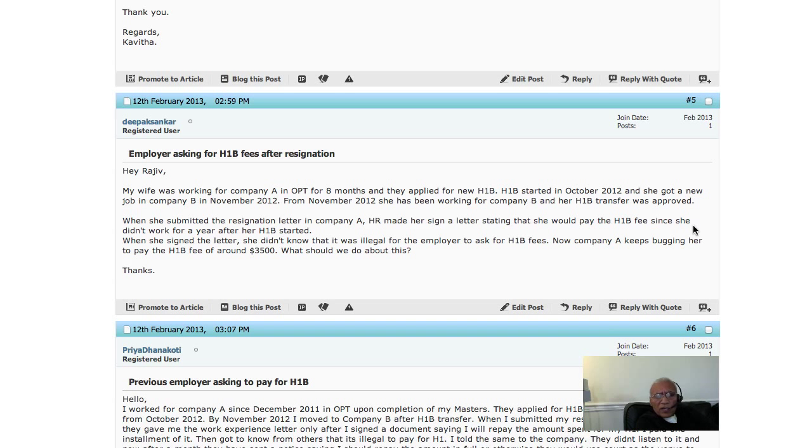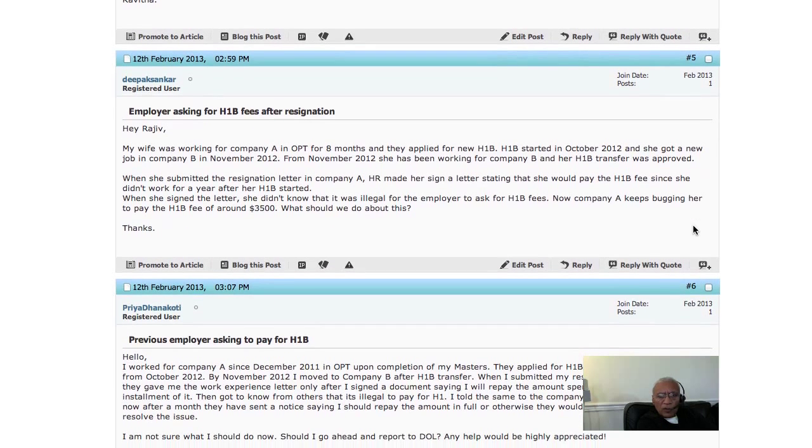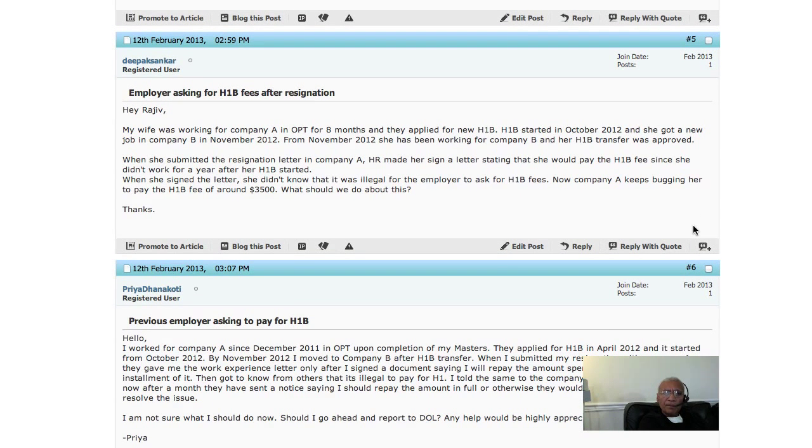Then there are 2 questions from Deep Shankar and Priya, and they are both the same idea. I guess they may even be the same people. One is Priya, maybe Deep Shankar is writing about his wife, I'm not sure. But the questions are very similar. So the employee wants to know, can my employer make me pay the H-1B fees after resignation? What if I have signed something with them that I will pay? This is an extremely complicated area of the law.